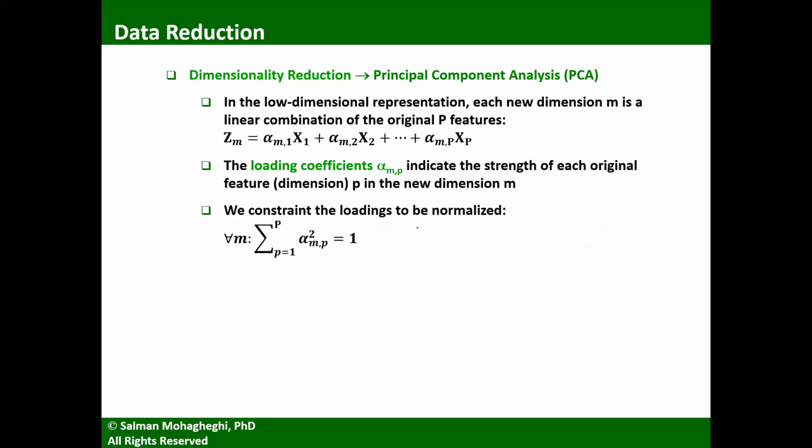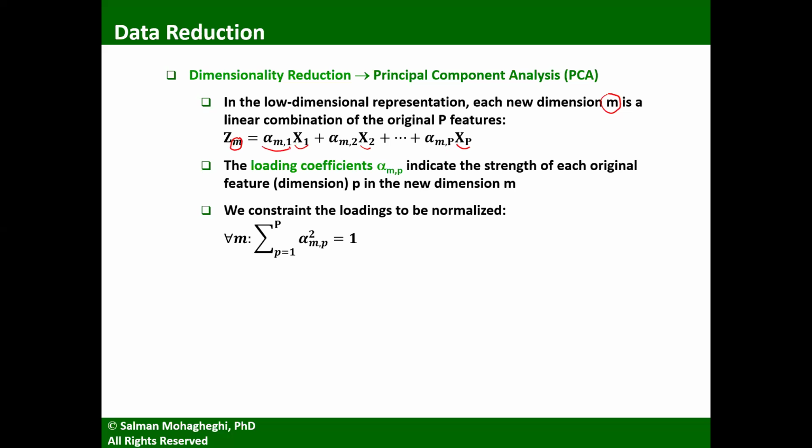Now, how do we derive those principal components? If you think about it, in my new low-dimensional data set, every new dimension, which I'm going to index with m, is a linear combination of the original p dimensions or features. So I had original features x1, x2 to xp. My, let's say, new dimension number m, Zm, is going to be a linear combination of those original dimensions.